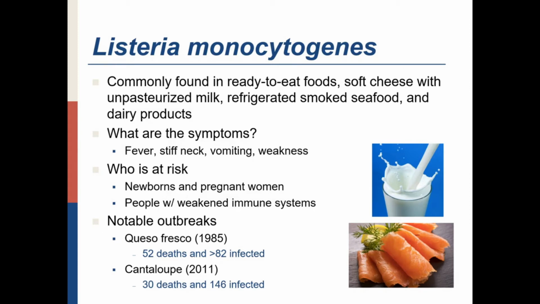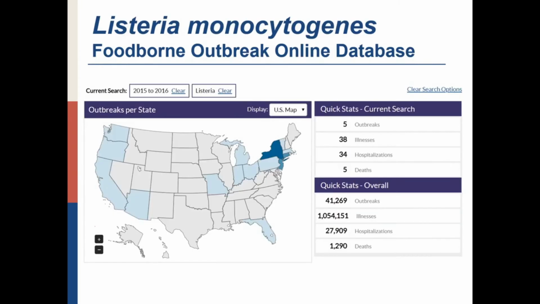So there are a couple outbreaks with queso fresco and cantaloupe, so keep those in mind. And then this one has quite a few less outbreaks, as we can see. Very, very few illnesses caused by Listeria monocytogenes, but it's still a problem because of its ability to grow in colder temperatures like the fridge.